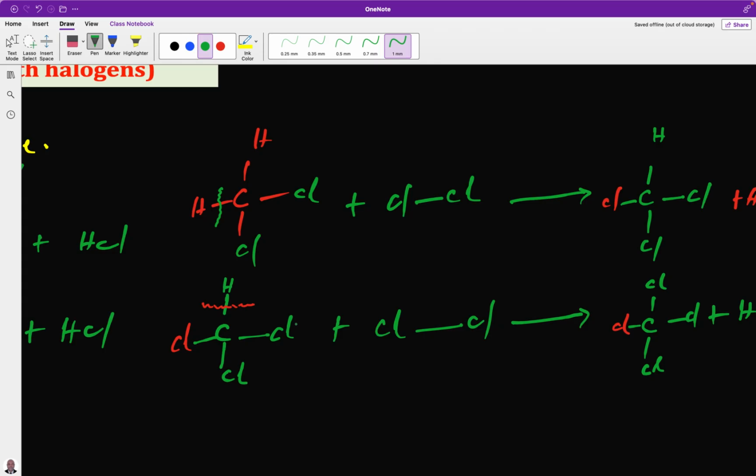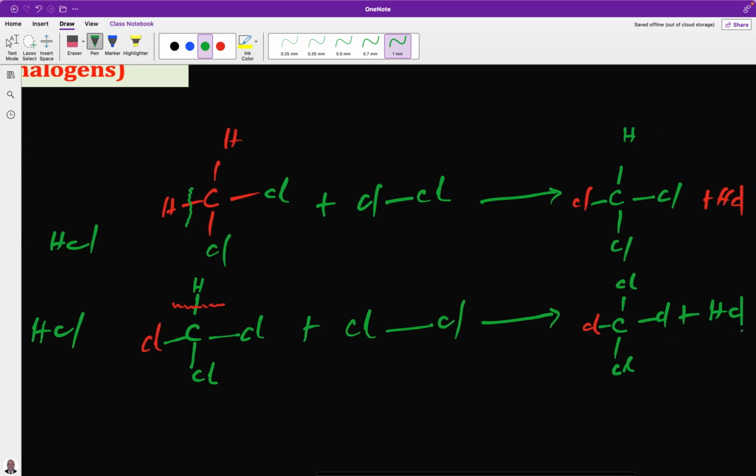Because from this one, a chlorine comes. It comes here again, and it is being substituted. The last hydrogen is being substituted. The chlorine molecule's bond breaks, one chlorine comes and substitutes this, and the hydrogen goes to form hydrogen chloride.